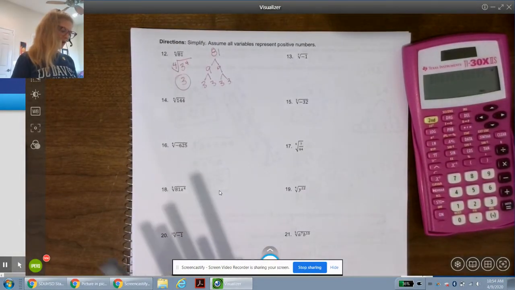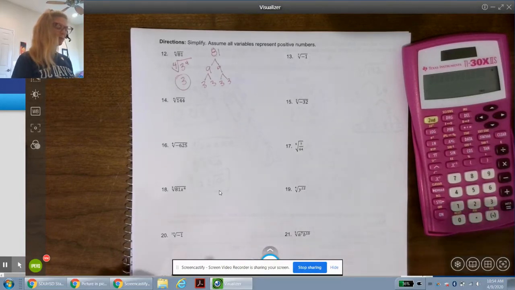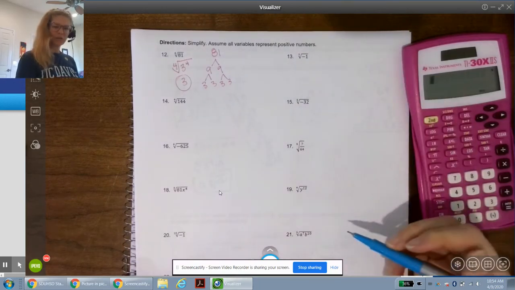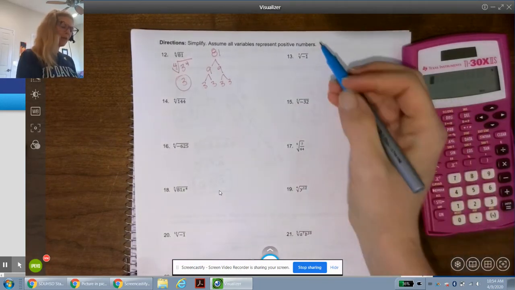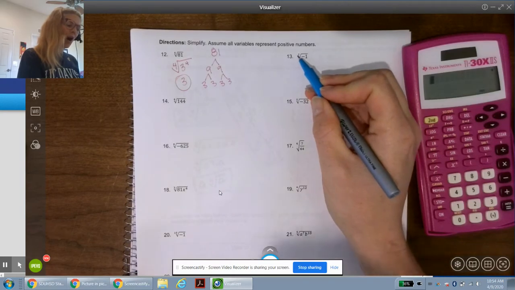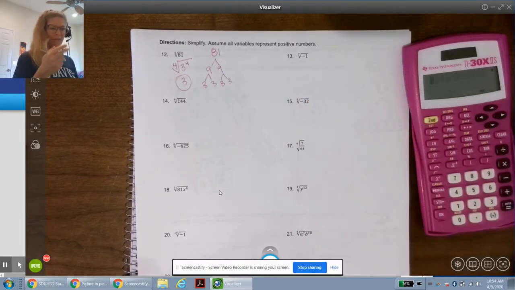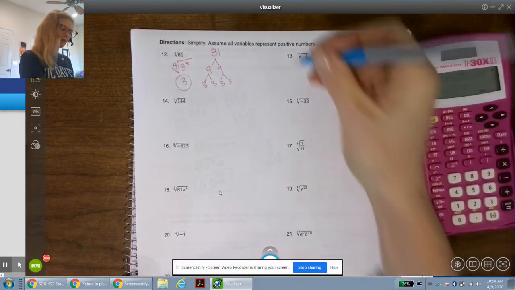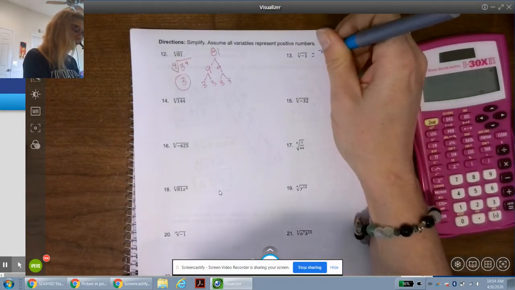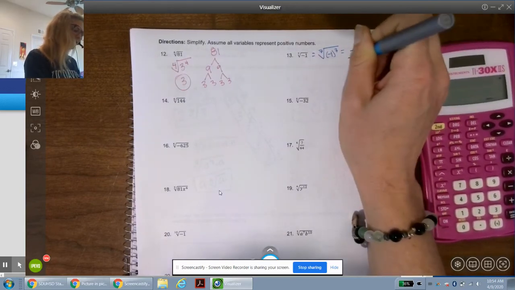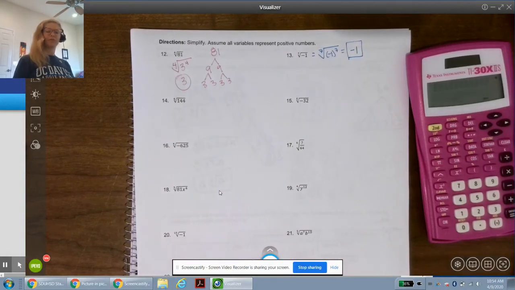So take a look at 13. The 7th root of negative 1. Is this no solution, or is it going to be negative 1? Well, remember, this is an odd root of a negative number. If I multiply a negative number by itself an odd number of times, I get a negative. So this is the 7th root of negative 1 to the 7th, which is negative 1. Don't forget to box or circle your answers so you can find them easier when you're checking your work. Okay, let's take a look at the next one.